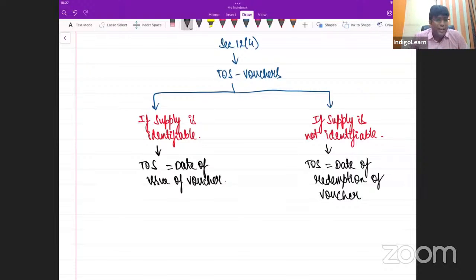Now a doubt a student is asking: sir, what if the voucher is not used before expiry? Will it still be taxed? With that concept, law is silent. Law is talking only about a case where voucher is being redeemed. So practically they might say that if voucher is not redeemed, then when it is expired, that time you pay tax. Possibility is there. But as per law so far, what is covered is only 2 cases. Supply is identifiable, supply is not identifiable. Identifiable, date of issue of voucher. Supply is not identifiable, date of redemption of voucher. That's it.